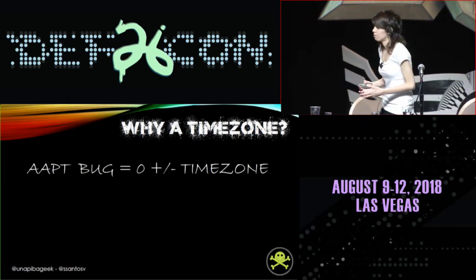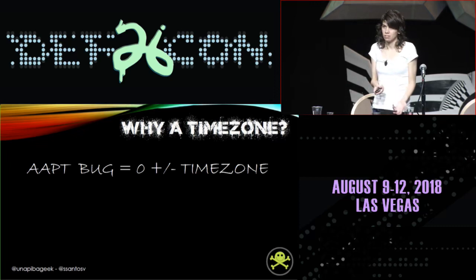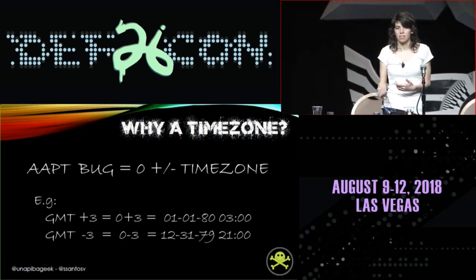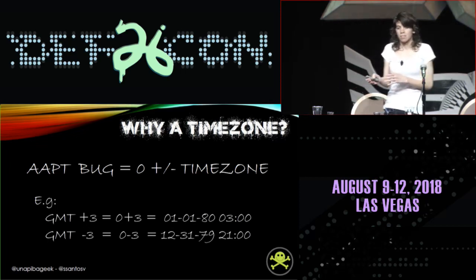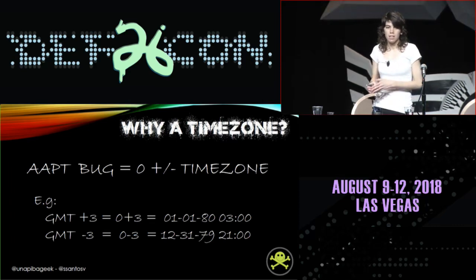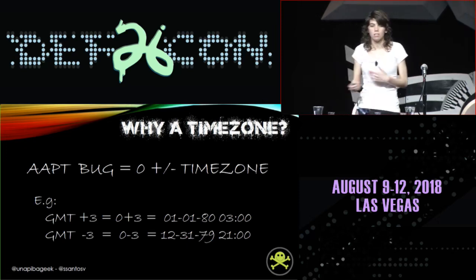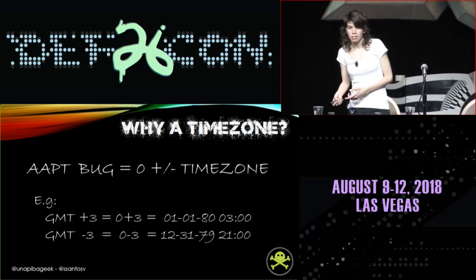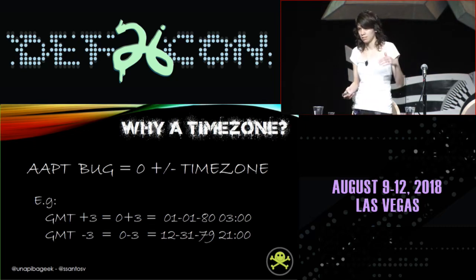But in AAPT, where we found this bug, local time is making a sum or subtraction over 0. So GMT plus 3 is just 0 plus 3. That's why we will see the number 3 in the hour field. In the case of GMT minus 3, it's the subtraction 0 minus 3. But this subtraction affects the date too. Now we'll see December 31 of 79 and a 21 in the hour. That 21 is the result of the subtraction 24 minus 3.